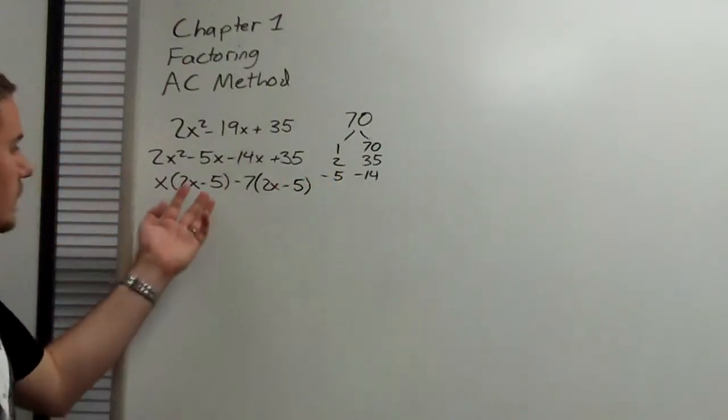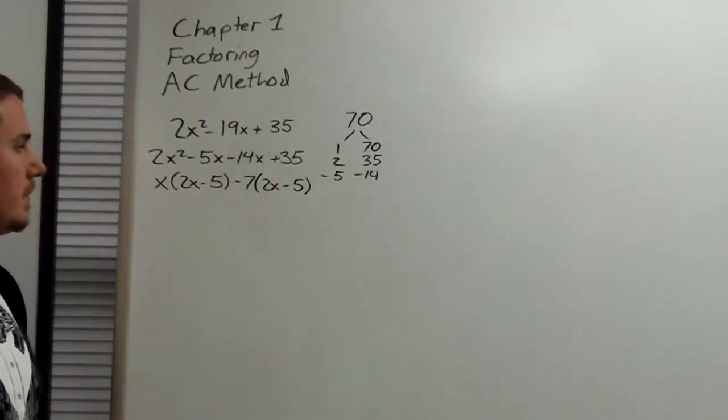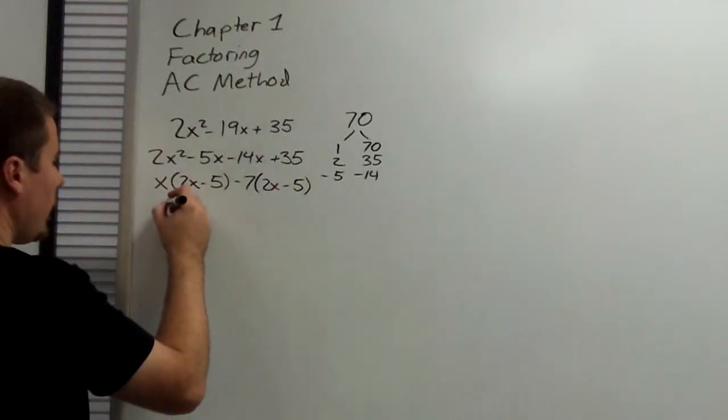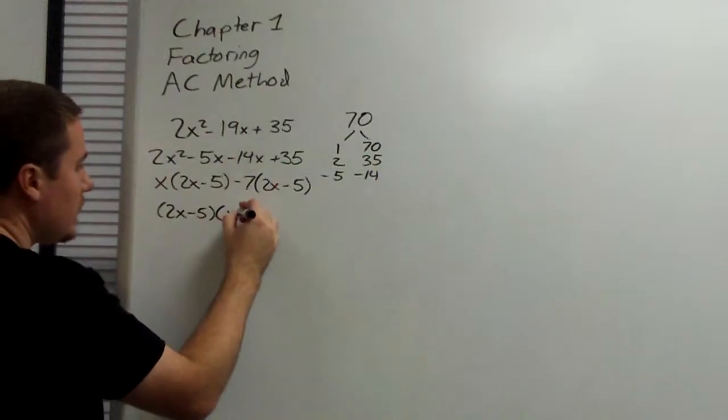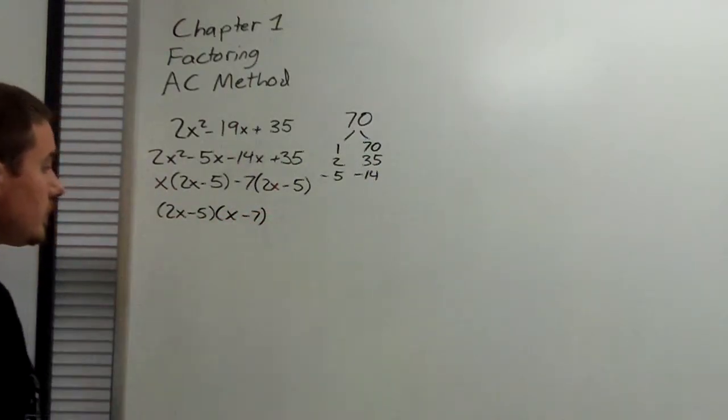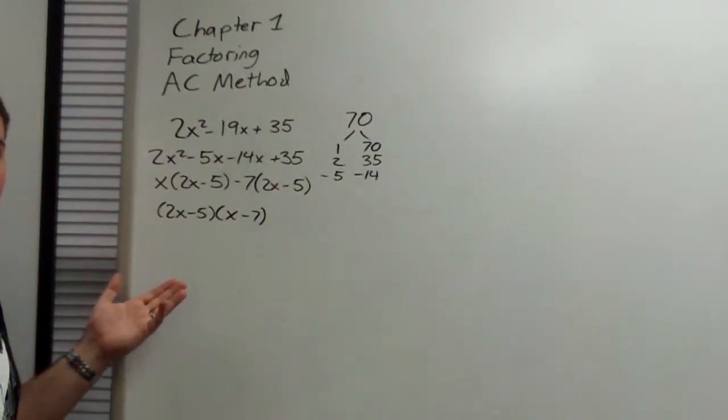And now we have two terms with 2x minus 5 in them. So we pull the 2x minus 5 out. And that leaves x minus 7. And there we have completely factored this trinomial.